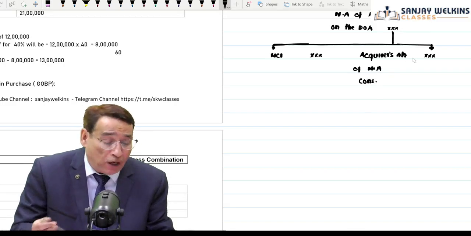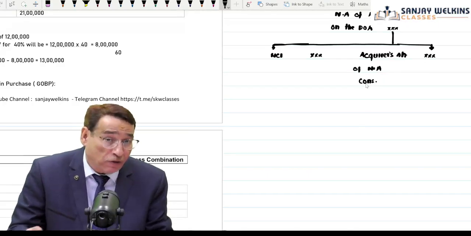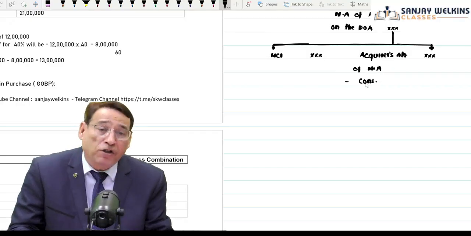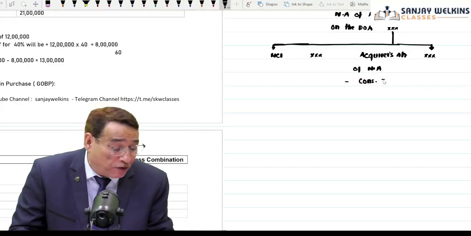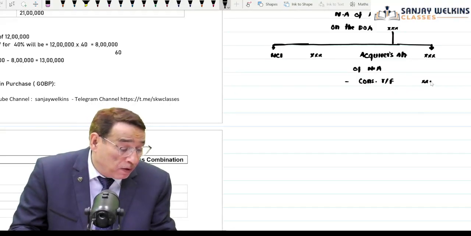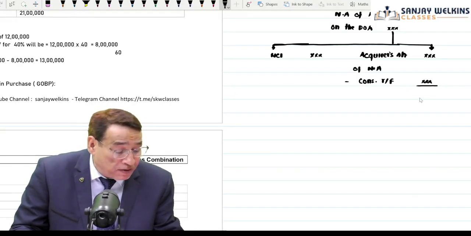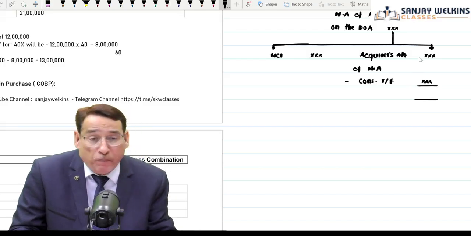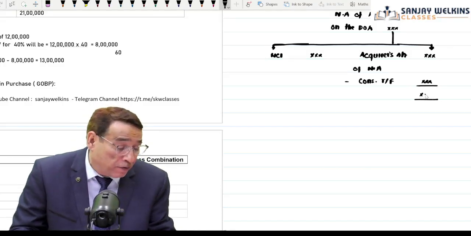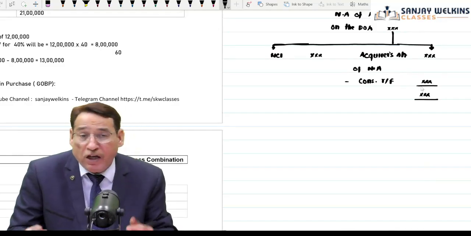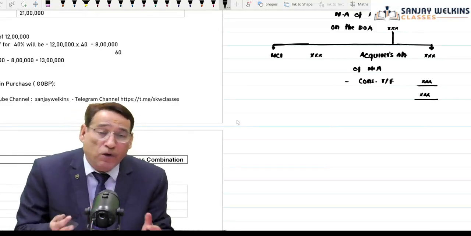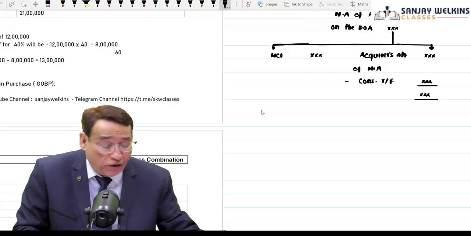We have paid some amount to acquire control over this much of assets. So I am going to now compare the acquirer's share of net assets with the amount of consideration transferred. Now, if the amount of consideration transferred is more than the share, then the difference will be goodwill. Otherwise, it will be gain on bargain purchase. This is how you are going to compute the amount of goodwill or gain on bargain purchase.